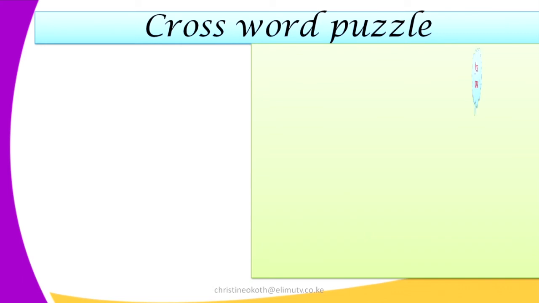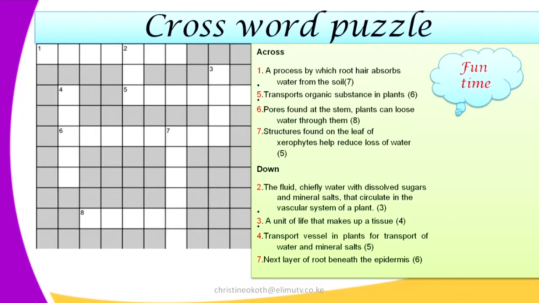So, for our assignment today, we're going to deviate from the normal assignment and we're going to have fun as we do our assignment. So today we're going to have a crossword puzzle. So across, you're supposed to fill in a 7-letter word. This is a process by which root hair absorbs water from the soil. So find the correct word and fill in. That is 1 across.